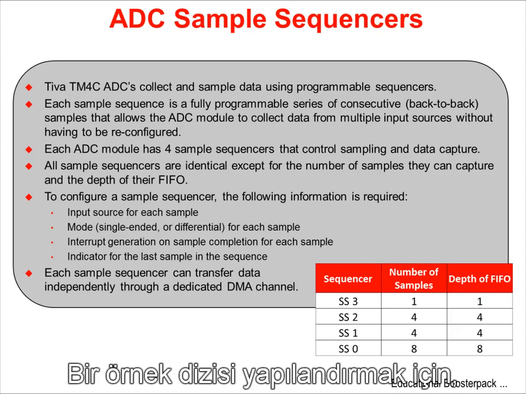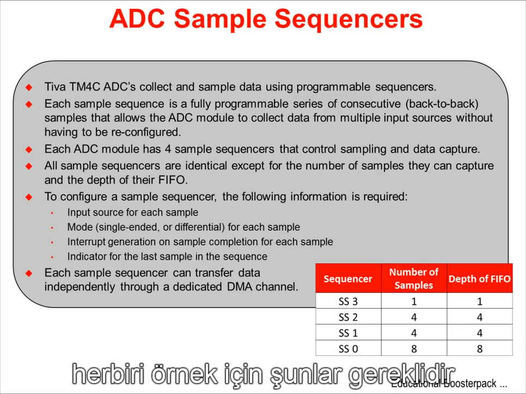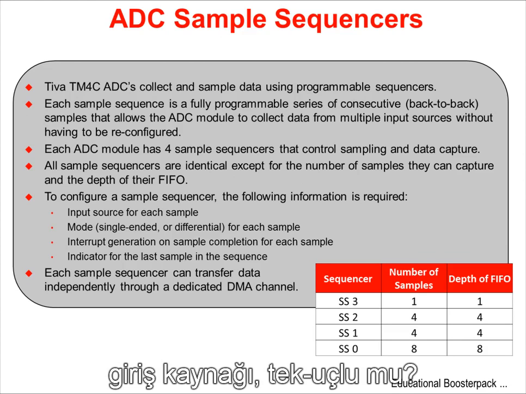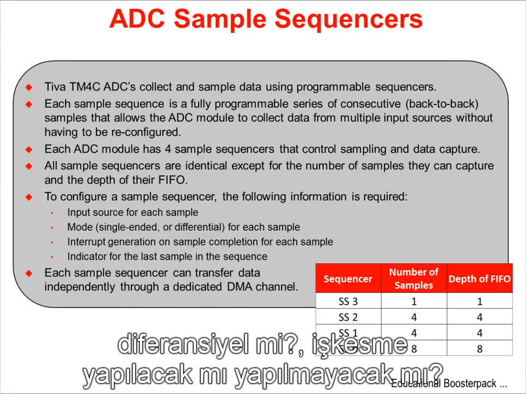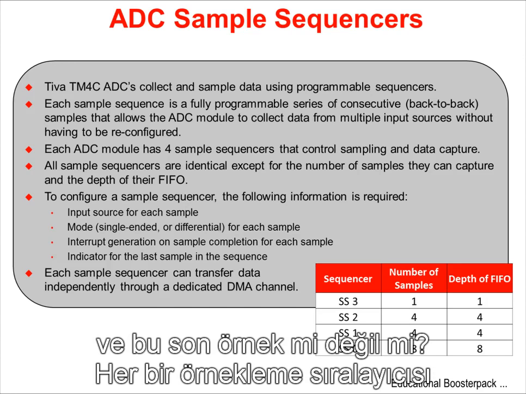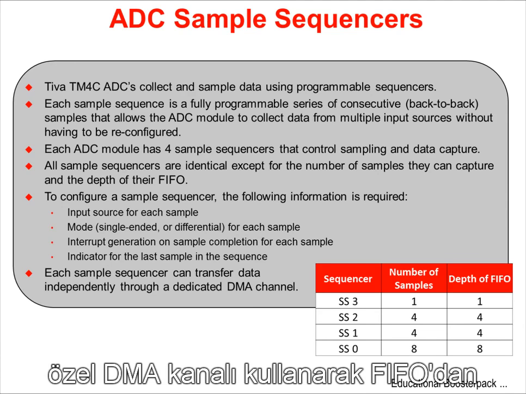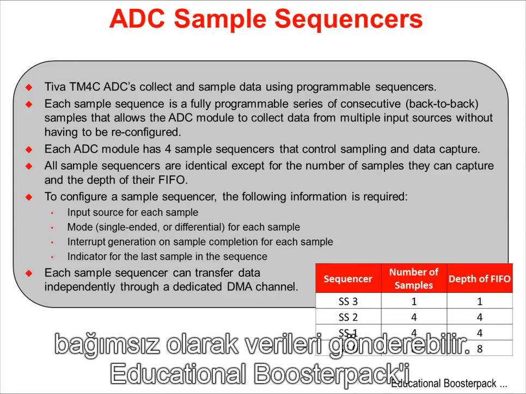In order to configure a sample sequence, the following information is required for each sample: the input source, whether the mode is single-ended or differential, whether or not to generate an interrupt, and whether this is the final sample in the sequence. Each sample sequencer can then transfer its data from the FIFO independently using a dedicated DMA channel.